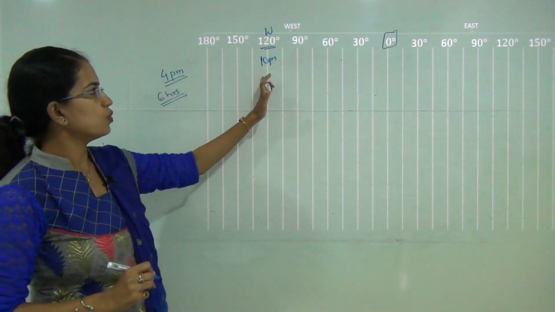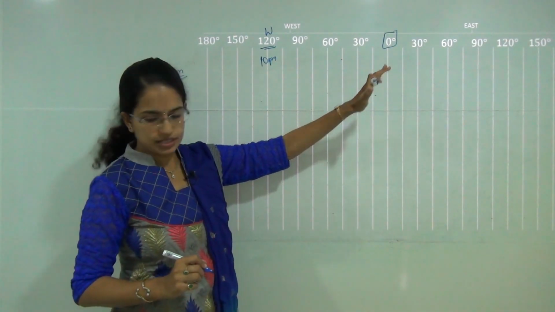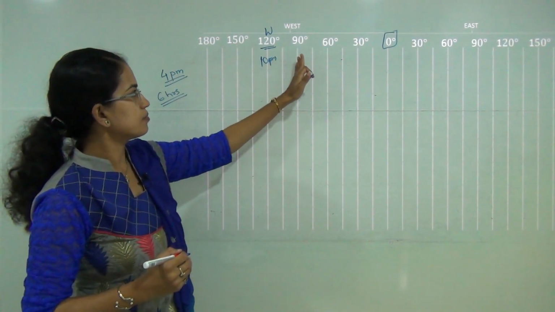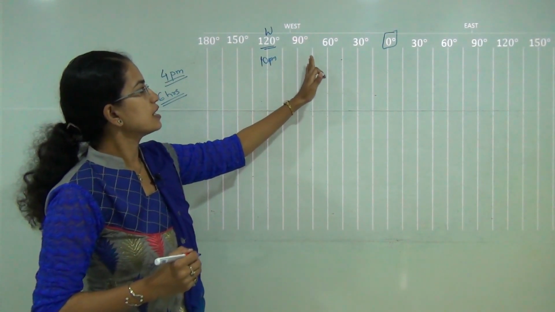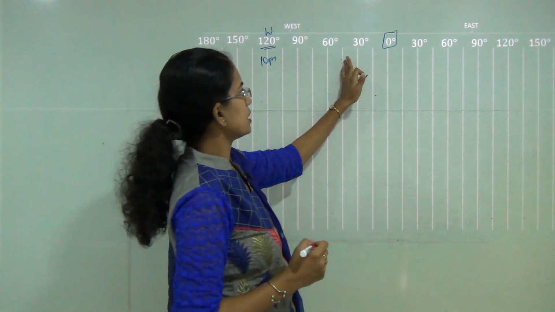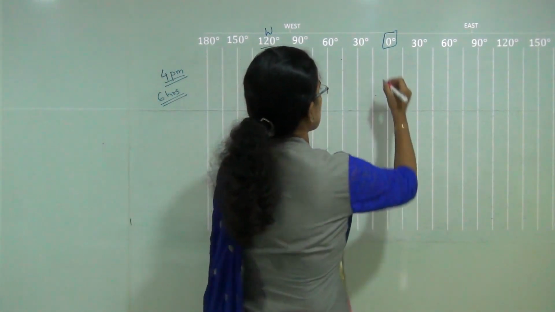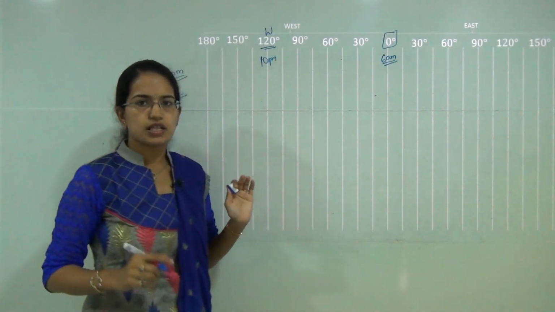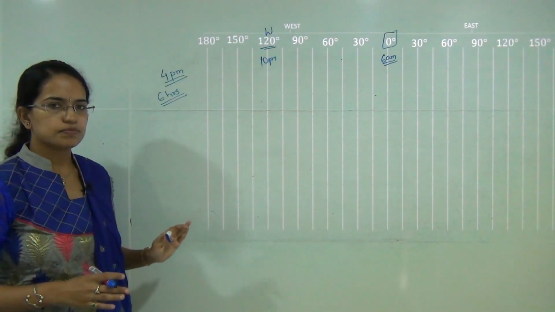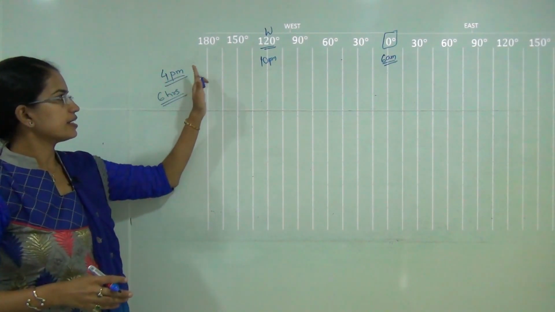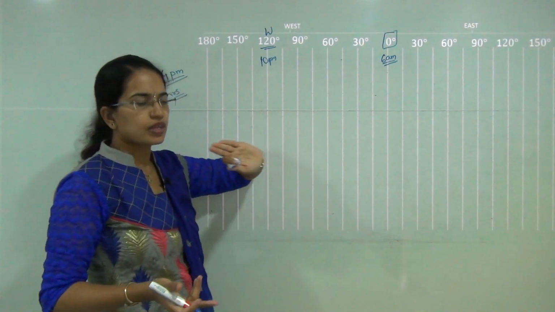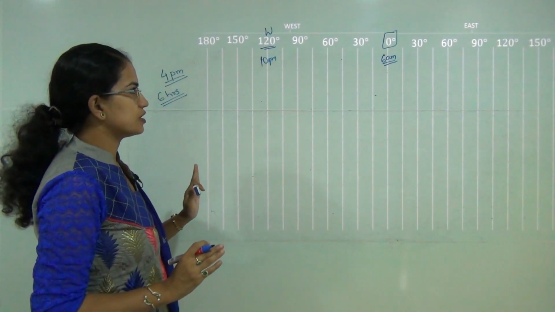Now when I move till 0 degrees, what would be the time? It would be 10 p.m., 11 p.m., 12 midnight, then 1 a.m., 2 a.m., 3 a.m., 4 a.m., 5 a.m., and 6 a.m. So I will reach 0 degrees London at 6 a.m. So if I am boarding today, I will reach tomorrow at 6 a.m. So that's one concept that you need to understand.